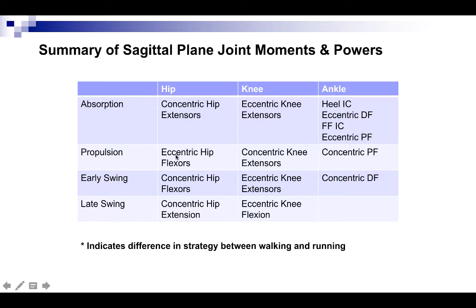During the propulsion phase, though, a lot of the roles switch. Instead of eccentric hip extensors, we have concentric hip extensors, and at the knee, we have concentric knee extensors, and then at the ankle, concentric plantar flexion. But during early swing, the hip role is increasing at higher speeds, and we have this concentric hip flexion occurring that's important to increase speed. The eccentric knee extension seems to remain fairly constant, and then concentric dorsiflexion helps clear the limb. And then during late swing, we have concentric hip extension and eccentric knee flexion.